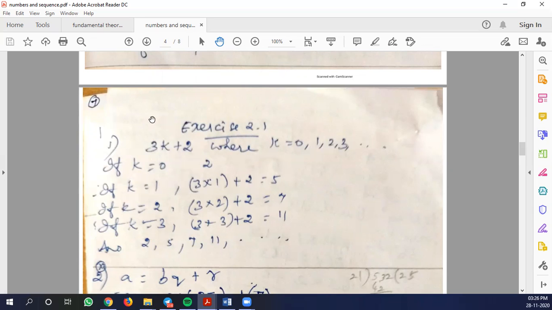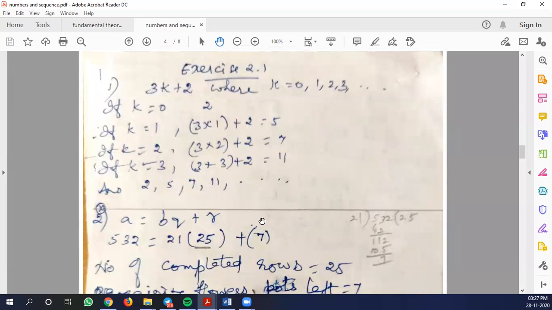When k is equal to 2, 3 into 2, 3 twos are 6, 6 plus 2 is 8. Sorry, it's 8, not 7. Change it as 8. Then when k is equal to 3, 3 into 3, 9 plus 2 is 11. So the numbers are 2, 5, 8, 11, etc.